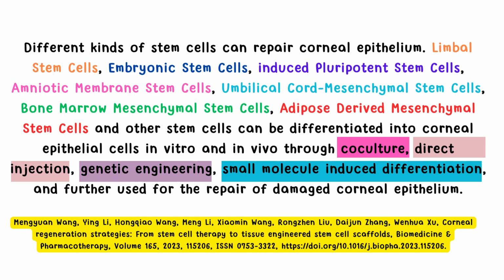Cell-based therapies are widely used to regenerate corneal epithelium and endothelium. Studies show that it's the most effective method for replacing damaged corneal epithelial cells and regenerating the ocular surfaces.